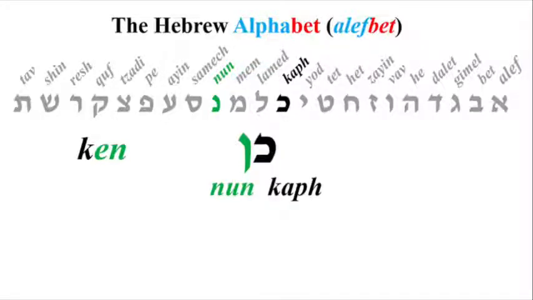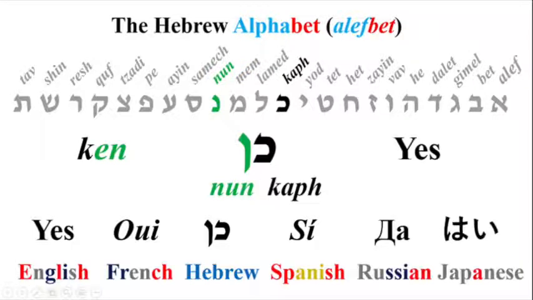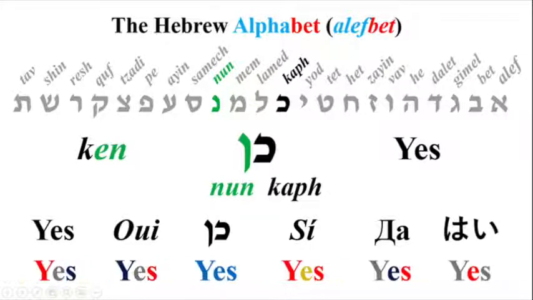And here's another word that begins with a Kaph, and it's a rather important one. You probably hear it a lot. Any guesses? The word is ken. Ken means yes. We can see the eye. There it is. Ken means yes. Ken means yes.